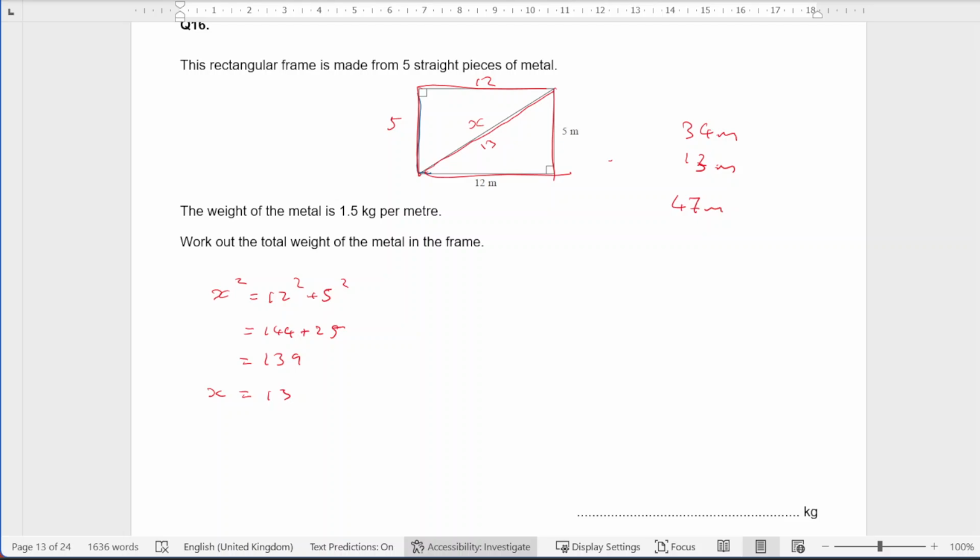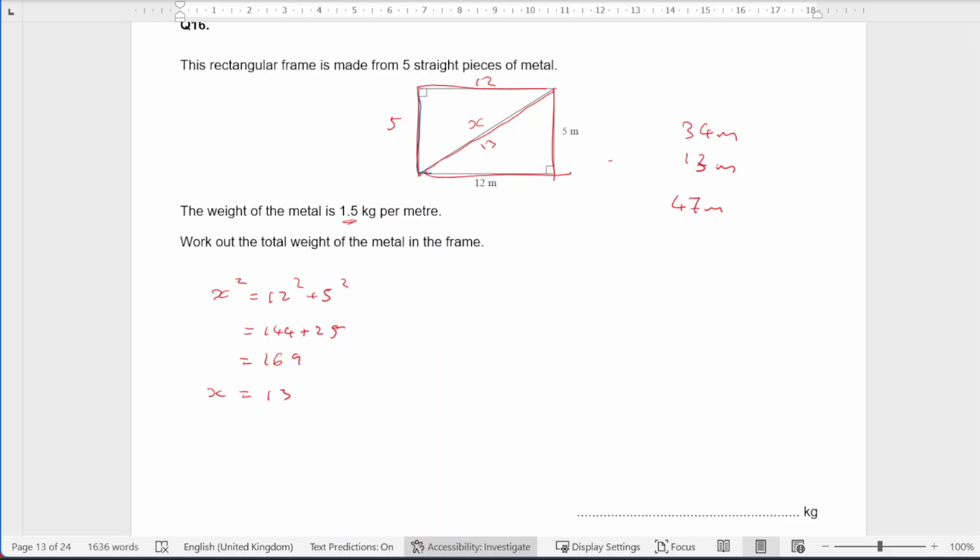Sorry, 169. Yeah, completely right. 169. Thank you. So we've got 47 meters.